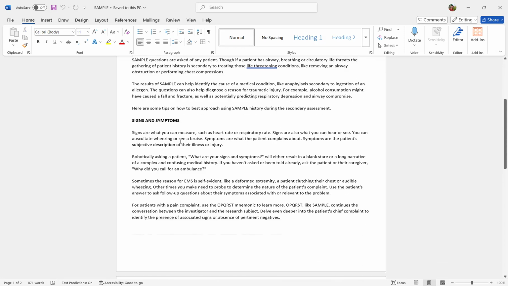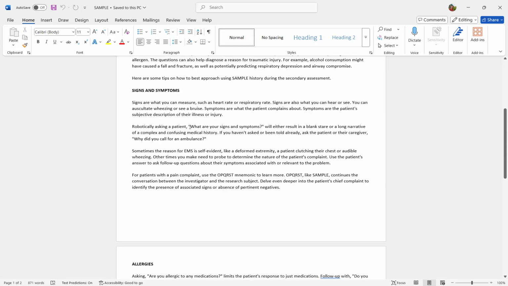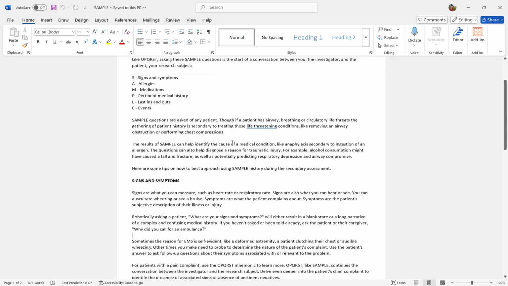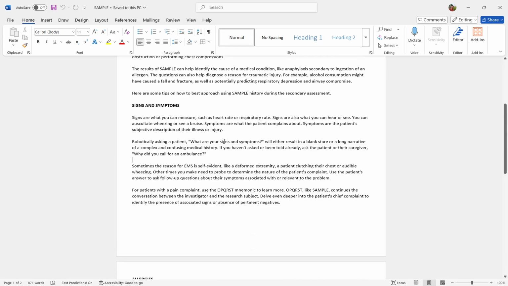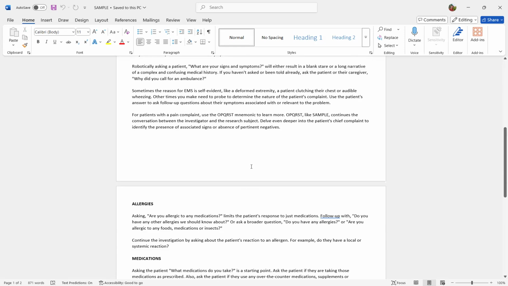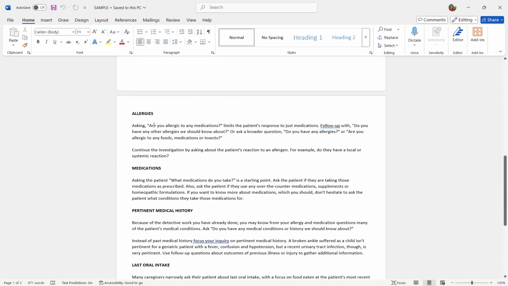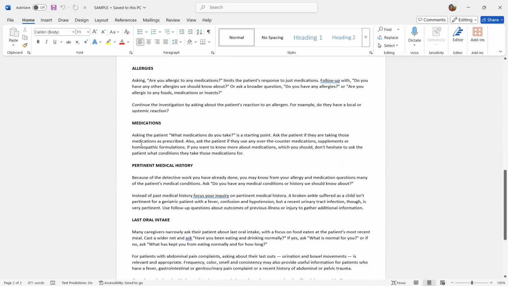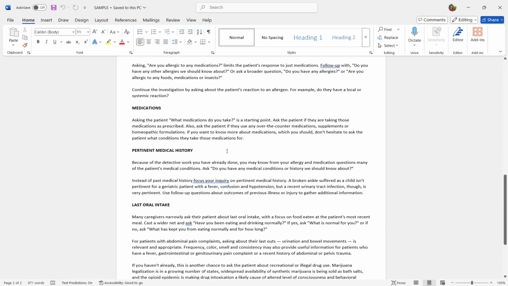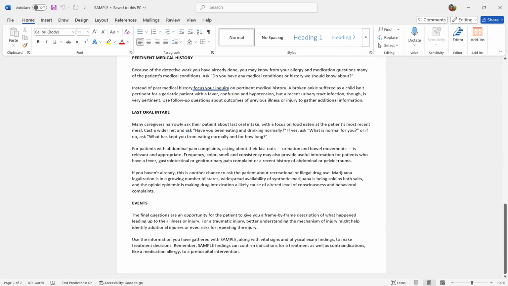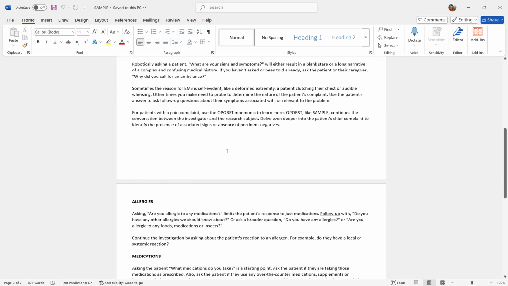So this one is just going to break down each of these, and it has some questions in there that you can ask people. So you're not up there going, hey, what's your signs and symptoms? This breaks it down so it's a little nicer for you to ask questions. Any allergies? Are you allergic to any medications? Do you have any other allergies that we should know about? Et cetera, et cetera. Medications, what medications do you take? Have they taken any before we've gotten there? So this is just breaking down each of these and giving you guys some questions to ask.